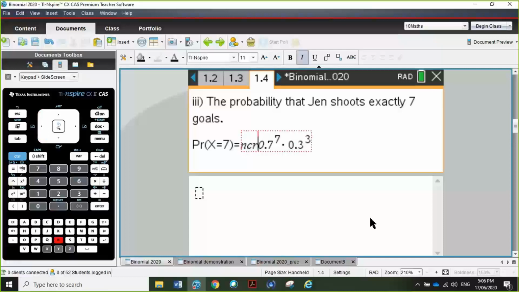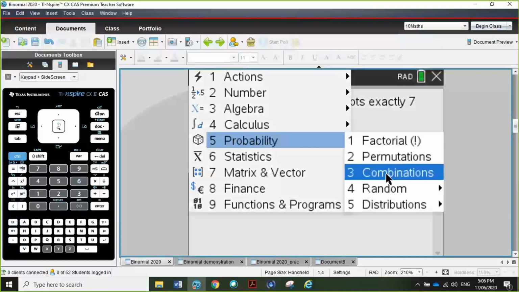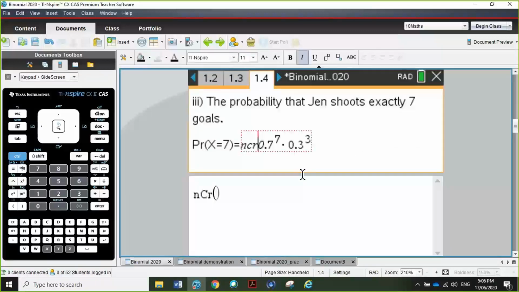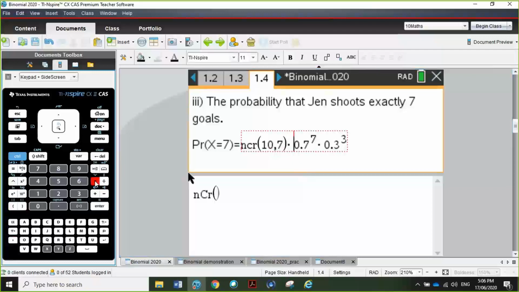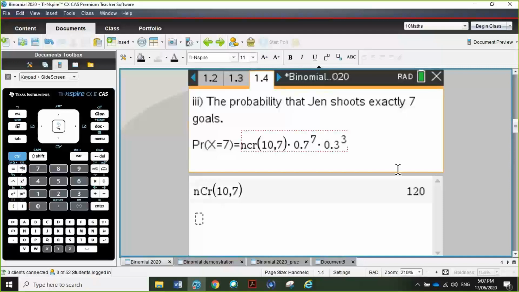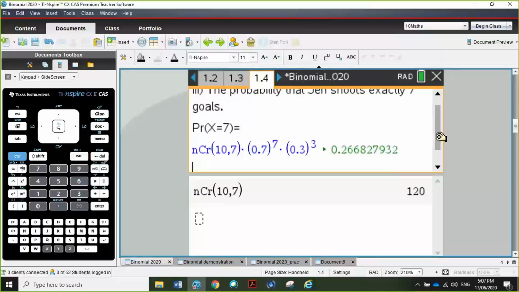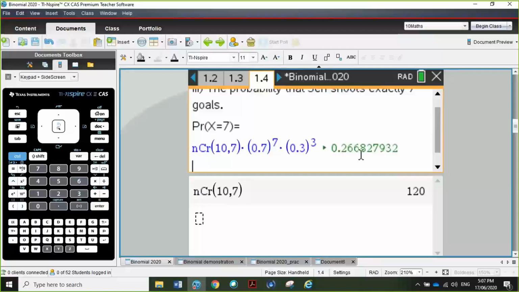And in the TI-Nspire CAS, which I might just add, you can get from your menu 5, I think is the shortcut. If we do it down here, menu, probability, and then combinations. This syntax will come up, nCr, or you can type it in. So it will be 10 choose 7, which we know is the same as 10 choose 3. And so what this means is we're working out, I'll just do that calculation down here. So there's 120 different ways that Jen can score 7 goals from 10 attempts, and so the probability that she scores exactly 7 goals out of the 10 is going to be given by this value 0.26682, etc.